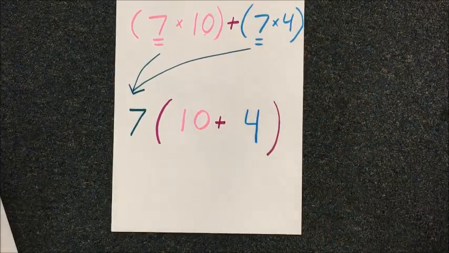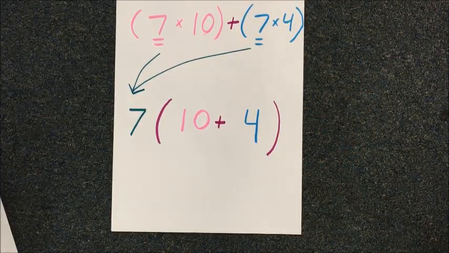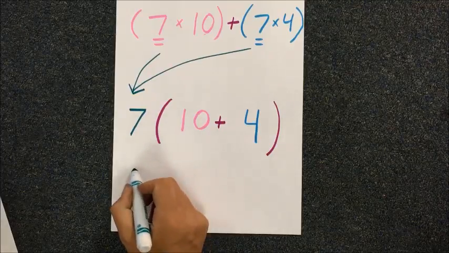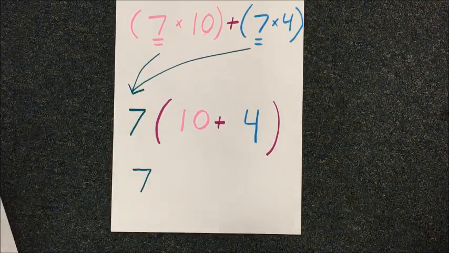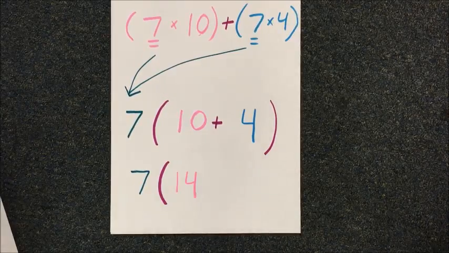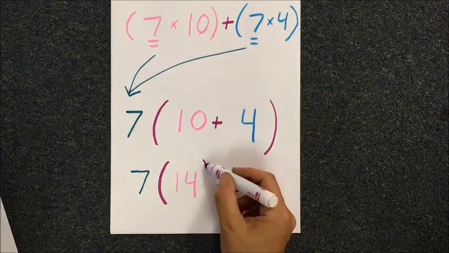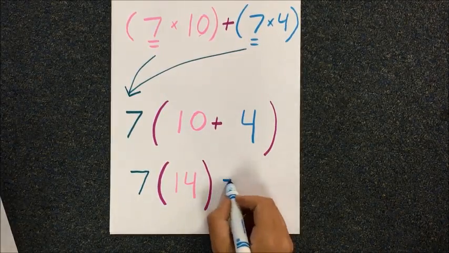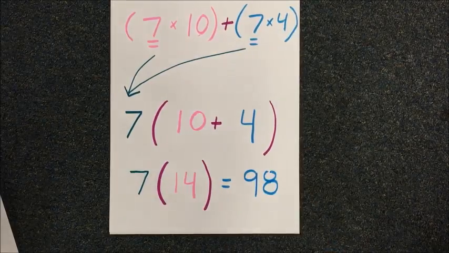From this point, we can continue working through the inside of the parentheses, which is addition. So we have 7 times 10 plus 4, which is 14. And we could finalize this problem by doing 7 times 14, and we get 98.